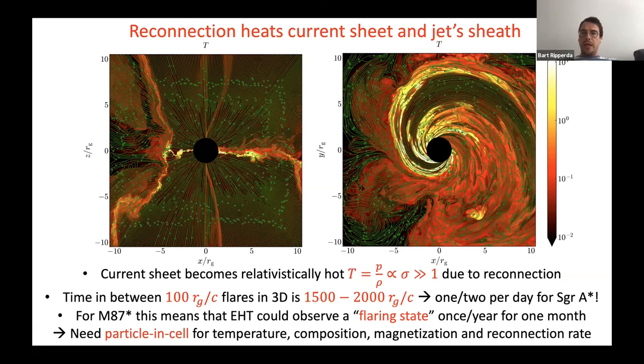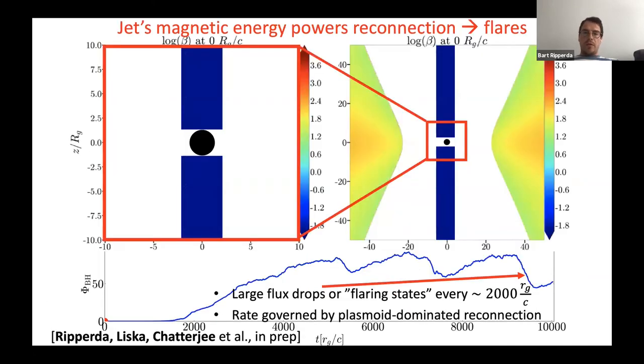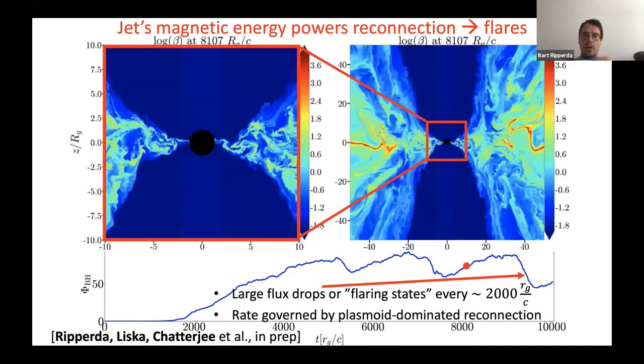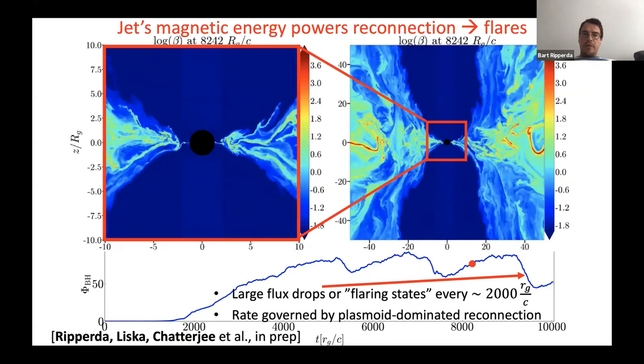However, to really get into observations, we really need the electron temperature, the composition of the plasma, the actual magnetization, and not our floored magnetization. And we also know that in collisionless plasma, the reconnection rate is faster, approximately 10 times. So we really need particle-in-cell to probe this further. This reconnection rate, I will show you what kind of an effect it has.